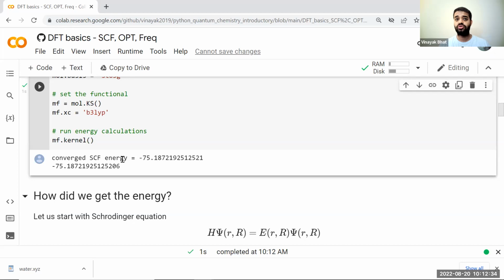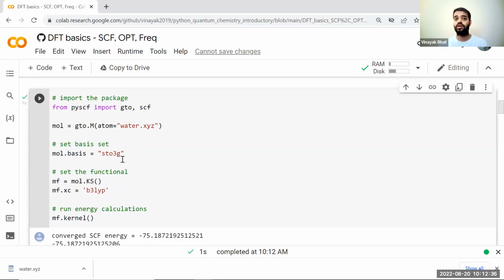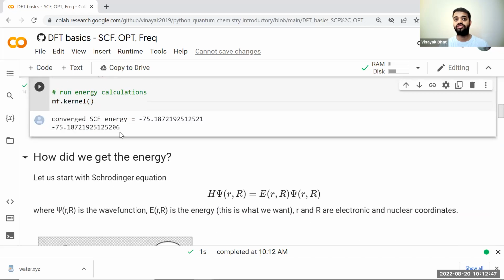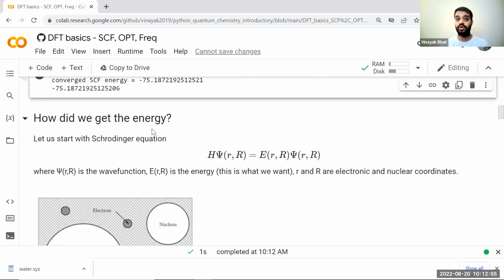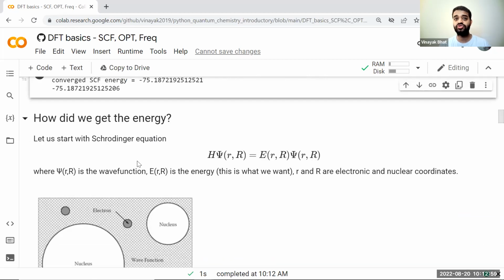Okay. So in this session, what we are going to do is actually see what this is. What is the basis set? How do we choose a basis set? And what is a functional? And what is the theory behind all of that? And what is this energy that we get? And what does it mean, right? So let's get started with understanding what is happening behind the scenes.